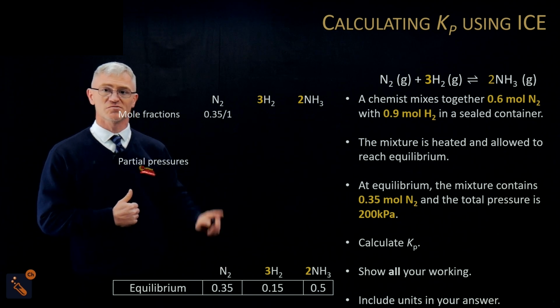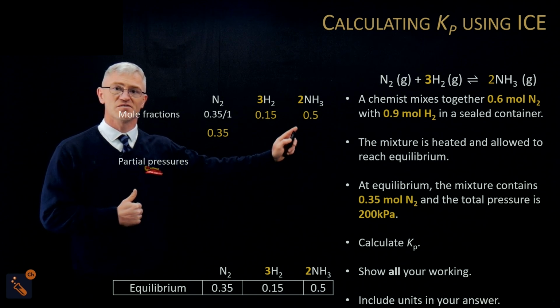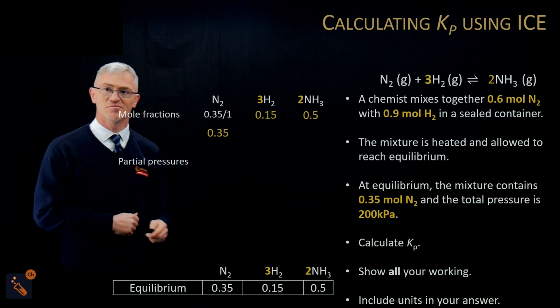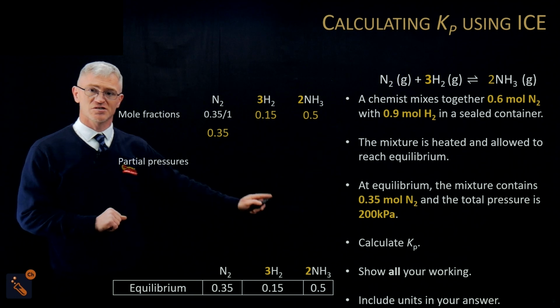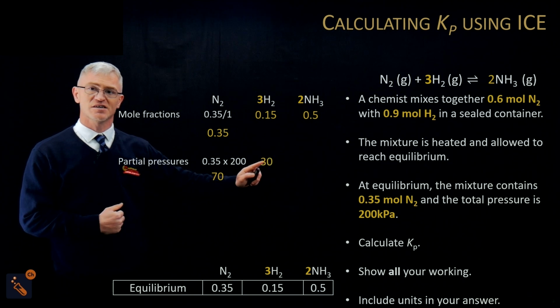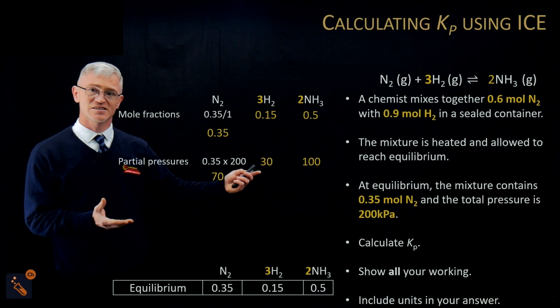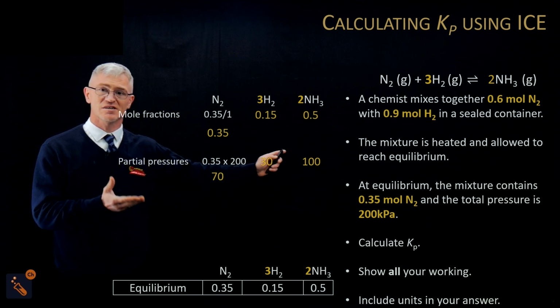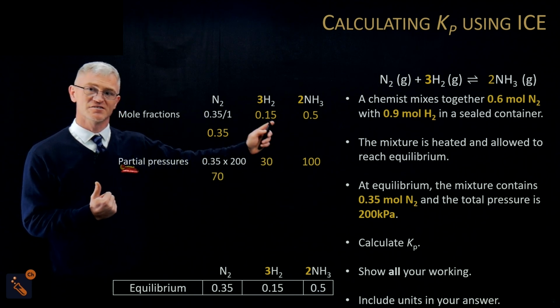And then we've got our number of moles, which is 0.35, and we divide it by 1. And that ends up with 0.35. We did the same here, so 0.15 and 0.5. You can see it's all divided by 1, so it's the same number. Partial pressures are done by taking the mole fraction and timesing it by the total pressure. So the total pressure is 200, so we take this number and we times by 200, and we get 70, and we do the same and get this number and that number. So this 30 here is just literally 0.15 times 200, and this 100 is 0.5 times 200. So I'm showing you one example calculation and the rest I'm showing you through.